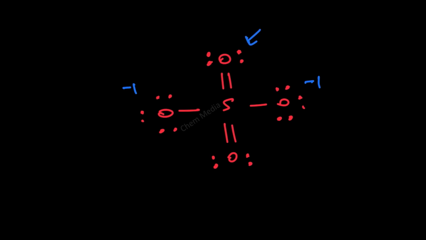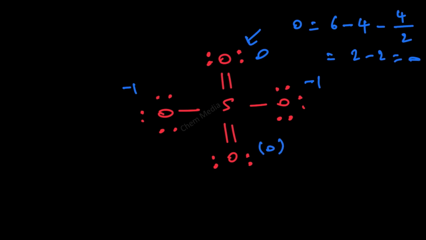How about this oxygen? It would be 0, isn't it? Because now the formal charge will be 6 minus, we have 2 lone pairs, therefore 4, minus we have 2 bonds, therefore 4 by 2, which means 2 minus 2, that is equal to 0. So therefore for these 2 oxygen atoms, we are going to have 0 formal charges. Whichever oxygen atom has 2 bonds with sulfur, that is going to have 0 formal charge.